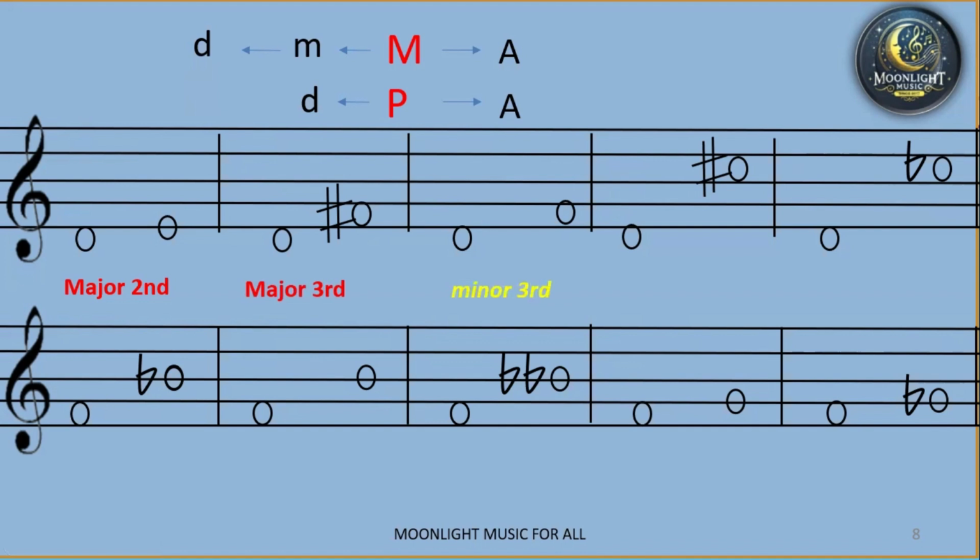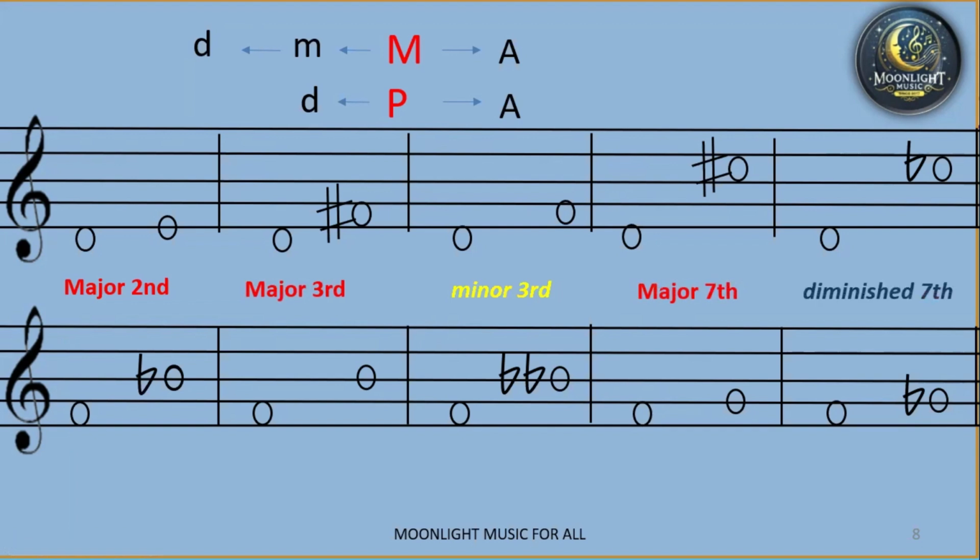Wow, it's easy, right? Then D to C sharp. Count D, E, F, G, A, B, C. It's a seventh. In D major scale your C is a sharp, so major seventh. Then D to C flat. Oh, see, D to C sharp is here. Then D to C natural, minor. D to C flat, diminished.